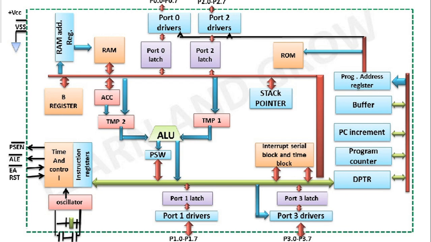Among these 4 ports, port 0 and port 2 are used as multiplexed data and address ports. That means they can be used for transferring IO and address information. But port 1 is a dedicated IO port, simply used for transferring IO information. But port 3 has some different functionality. It can be used for data transfer, and it can also be used for serial data transfer.